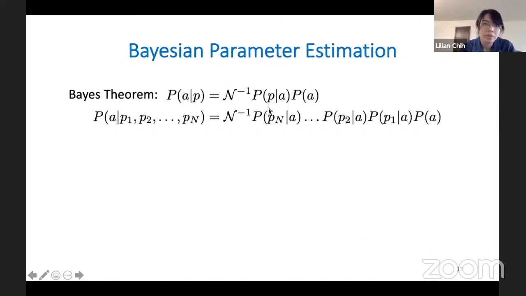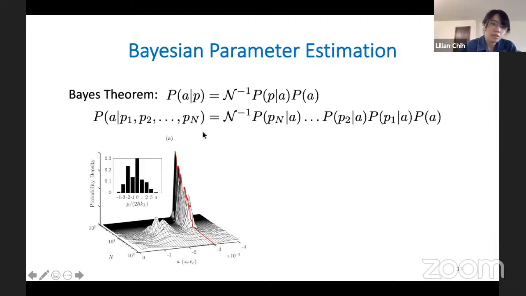So here is the Bayes theorem for just one measurement of the momentum. If we make multiple measurements, then we can calculate the probability distribution of the acceleration according to this formula. As an example, I pick an arbitrary acceleration and sample from the corresponding momentum distribution.